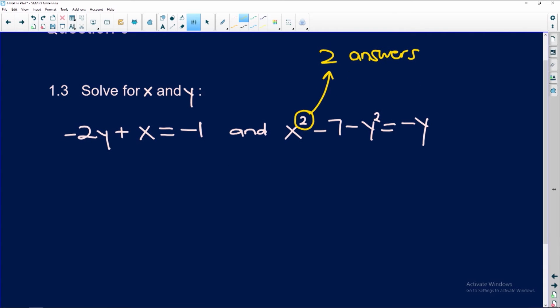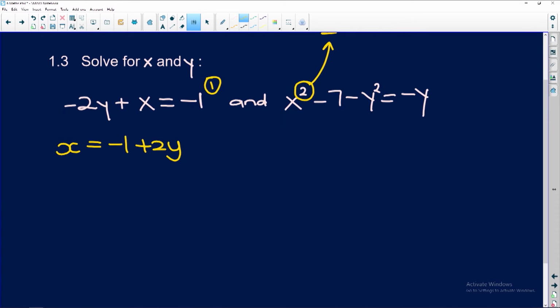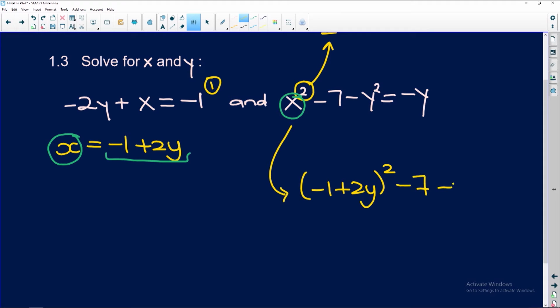So my inclination is to get the first equation in terms of x, because then I can substitute in. If I rewrite this equation in terms of x, I'm going to get x is equal to -1 plus 2y, if I add 2y to both sides. Now, every time I see an x in the second equation, I substitute this whole expression in there. So I'm going to get (-1 + 2y) all squared minus 7 minus y squared is equal to -y.